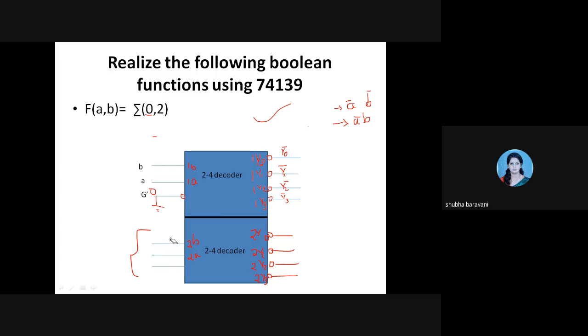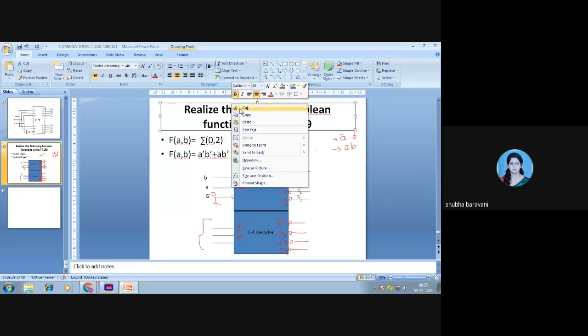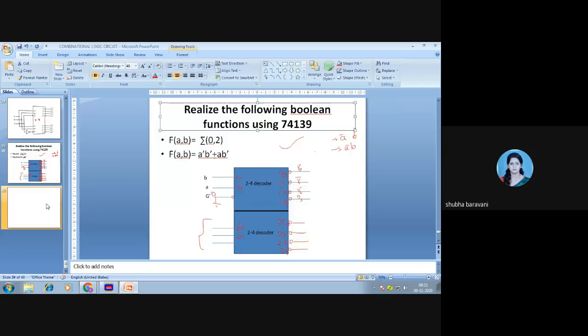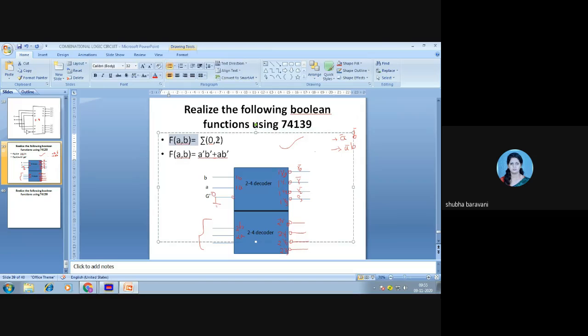Is it audible? All have done this? I hope all have done this. Take down the next one. Realize the given Boolean function using 74139 IC.